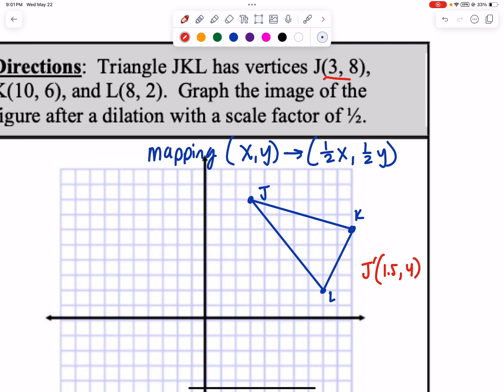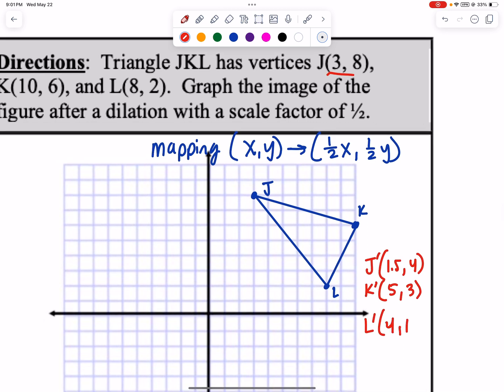We have K prime. Half of 10 is 5. Half of 6 is 3. And then we have L prime, which was 8, 2. So half of that would be 4, 1. Now we can go ahead and graph that.